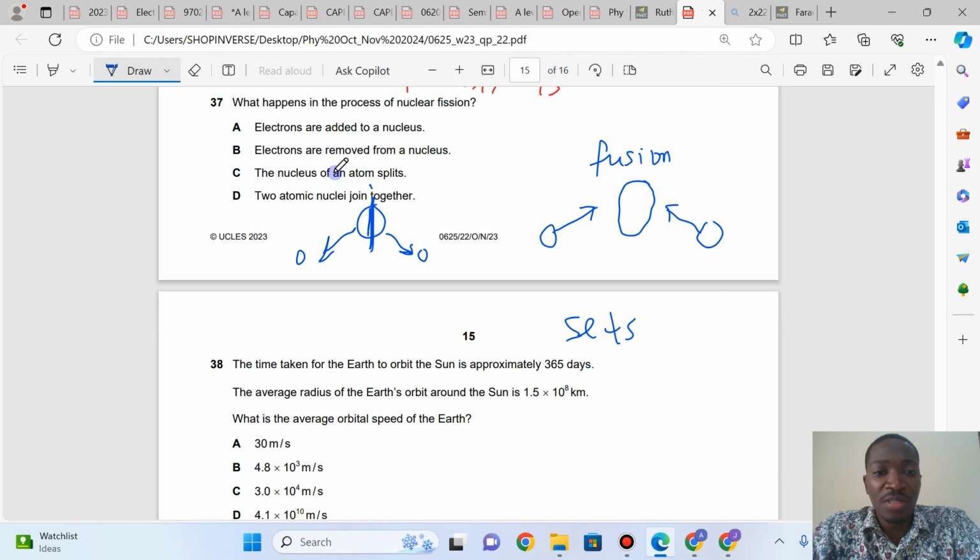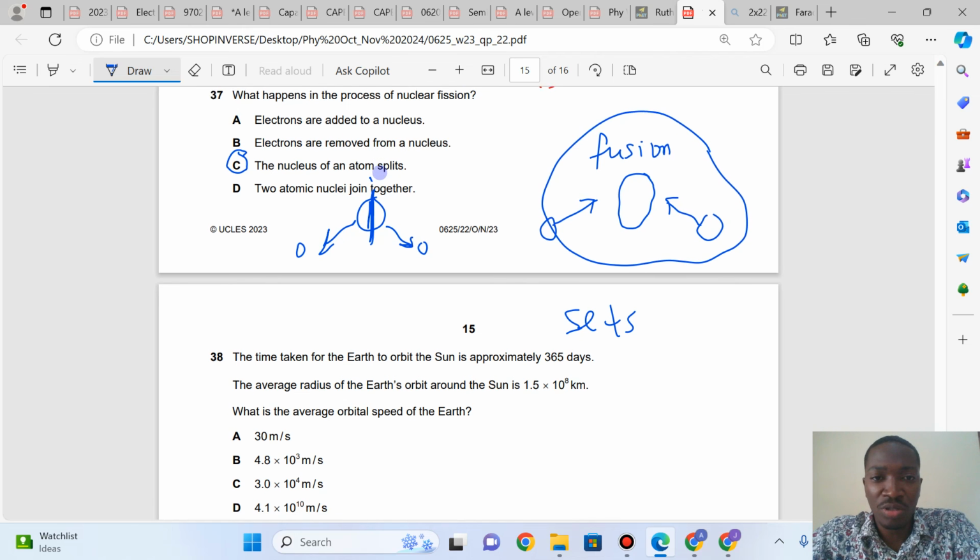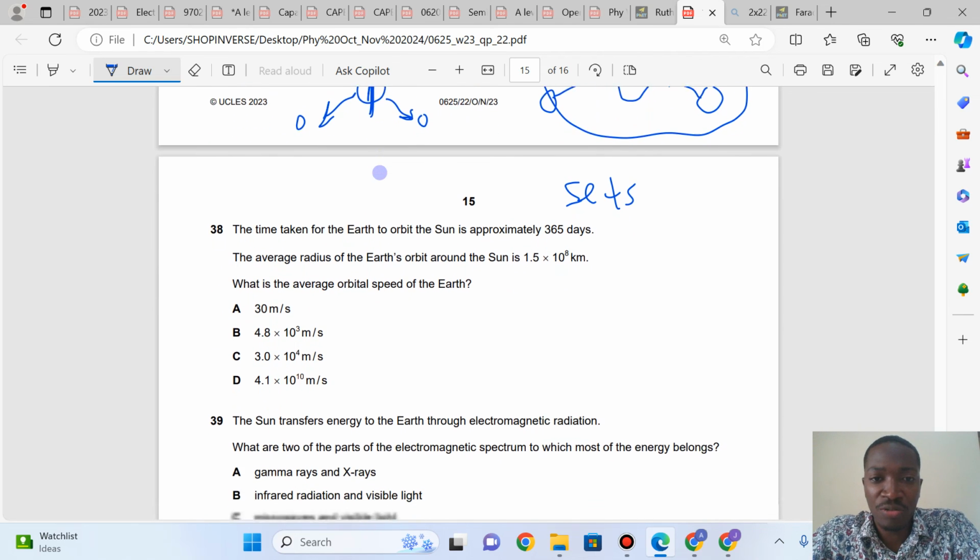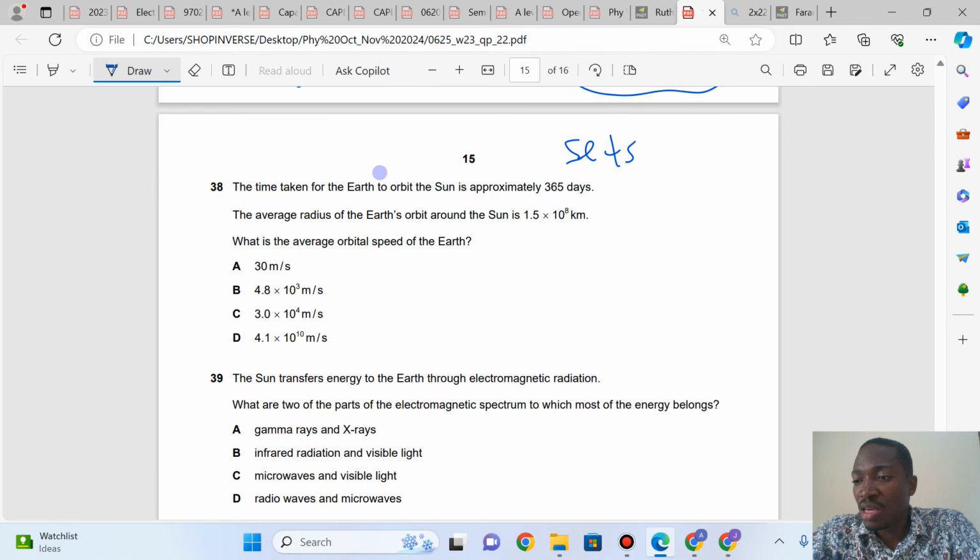The nucleus of an atom splits, yes. Fission: consider it to be the splitting, the breaking apart, of a heavy nucleus to form two smaller nuclei. That's fission, and that's what C talks about, the nucleus of an atom splits. That is C. While this is fusion, the combination, the joining together, of two smaller nuclei to form a heavier nucleus.